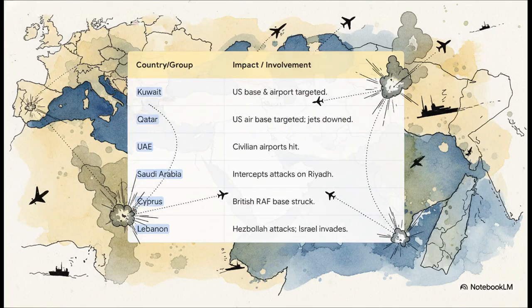And as you can see here, this thing just spiraled out of control almost instantly. It wasn't a U.S.-Israel-Iran fight anymore. All of a sudden, U.S. allies across the Gulf, we're talking Kuwait, Qatar, the UAE, Saudi Arabia, they all found themselves directly under fire. The war even stretched to Europe, with the British base in Cyprus getting hit by a drone. And of course, a full-scale border war erupted between Israel and Hezbollah in Lebanon.